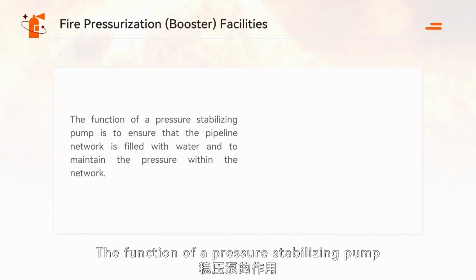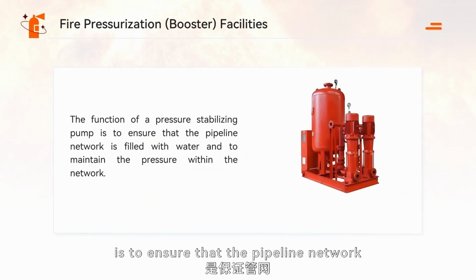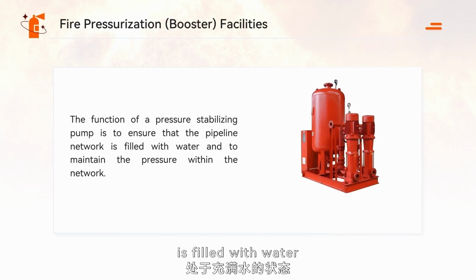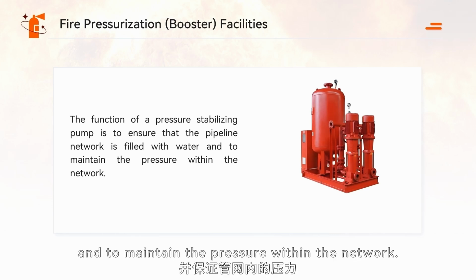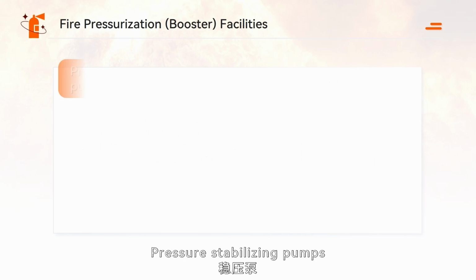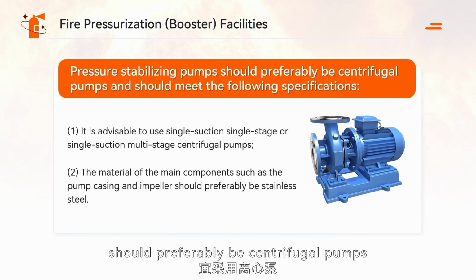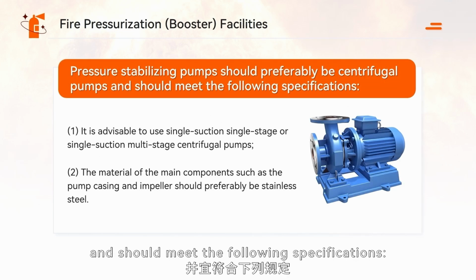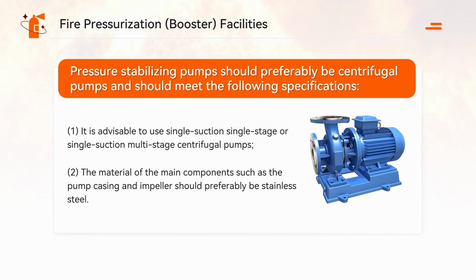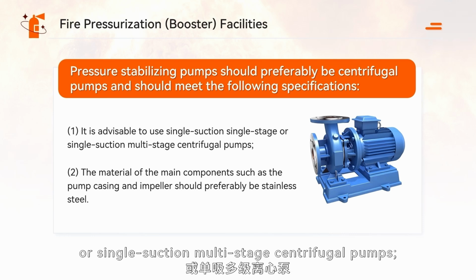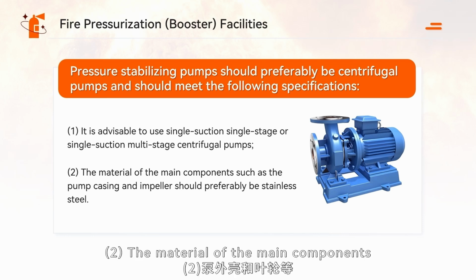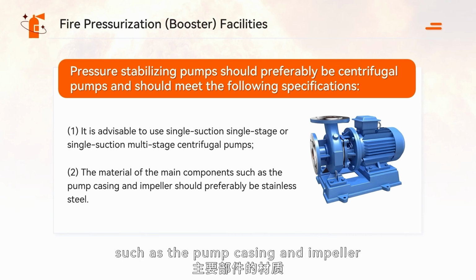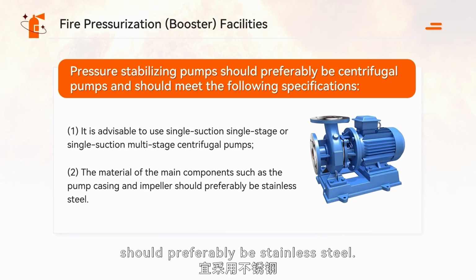The function of a pressure stabilizing pump is to ensure that the pipeline network is filled with water and to maintain the pressure within the network. Pressure stabilizing pumps should preferably be centrifugal pumps and should meet the following specifications. 1. It is advisable to use single suction single-stage or single suction multi-stage centrifugal pumps. 2. The material of the main components such as the pump casing and impeller should preferably be stainless steel.